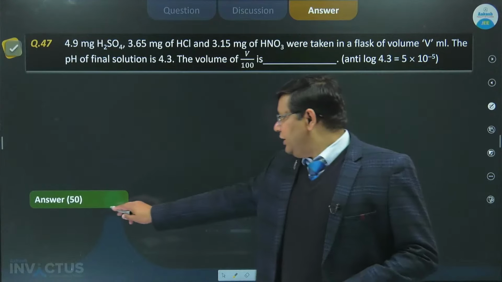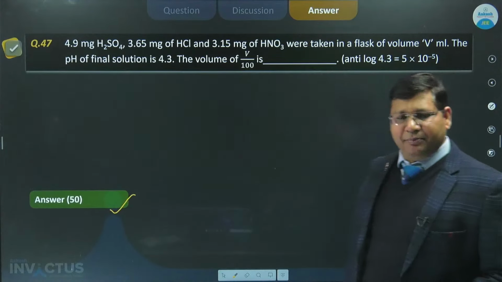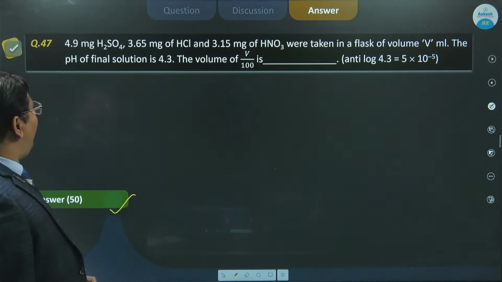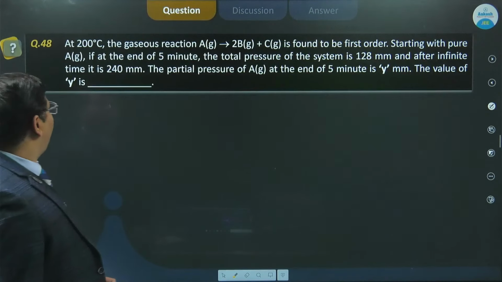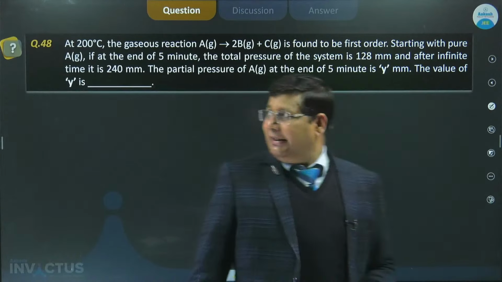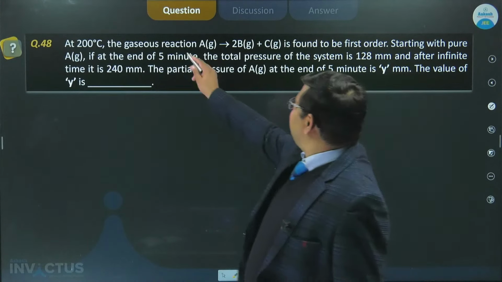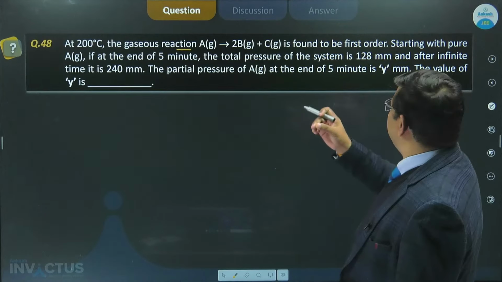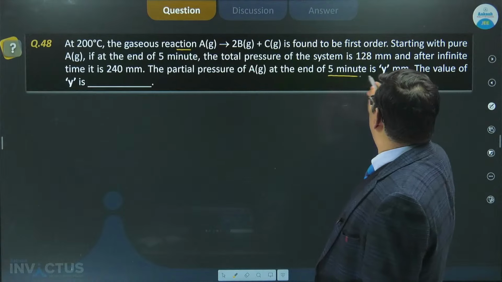ठीक है, तो ये सब सॉल्व कर लोगे इसको. वेरी सिंपल, डायरेक्ट मोल कॉन्सेप्ट बेस्ड क्वेश्चन. एंड नेक्स्ट क्वेश्चन इज 200 डिग्री सेल्सियस पे द गैसियस रिएक्शन A gas gives 2B found to be this. तो यानी सिंपली दिस इज अ केमिकल रिएक्शन बेस्ड क्वेश्चन, राइट.